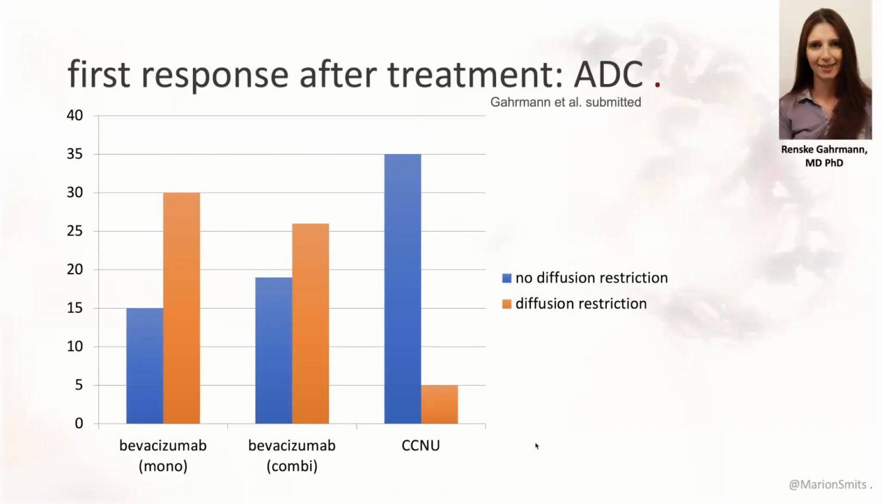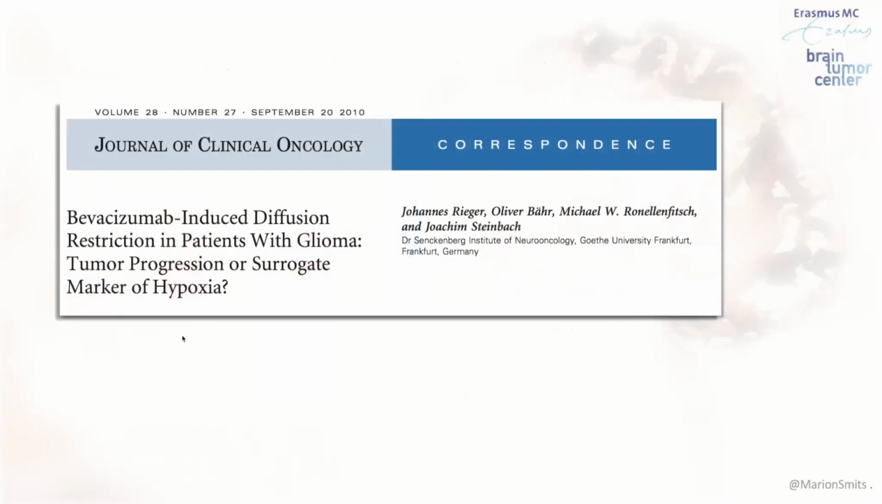This is work from a now graduated PhD student. She looked at the first response after treatment using just simple diffusion weighted imaging, where we looked at the patients that received anti-angiogenic treatment versus conventional chemotherapy. And you can see that in orange, the patients that received bevacizumab actually had a high proportion of diffusion restriction, whereas that was not really visible in the chemotherapy group. Well, we know there's diffusion restriction with bevacizumab. That was already described in the early days in 2010.